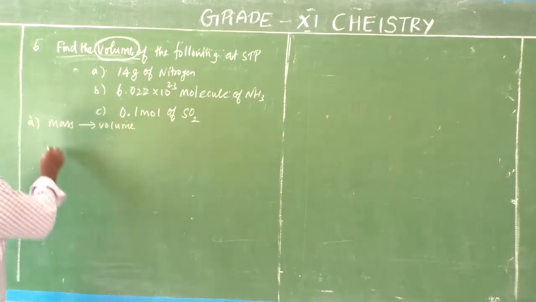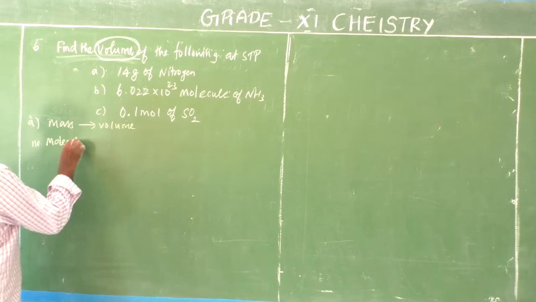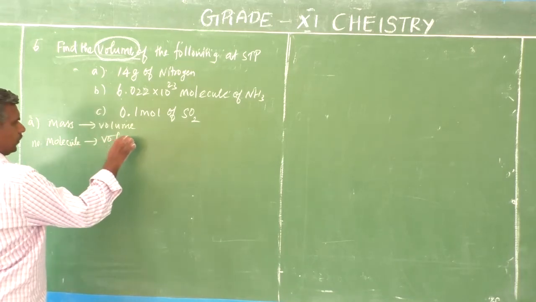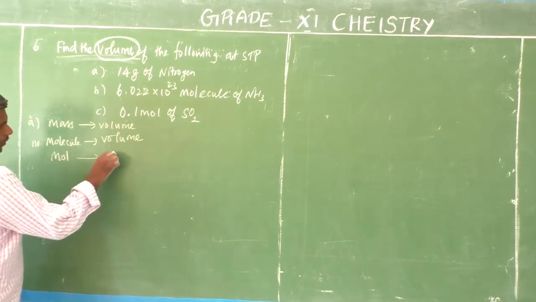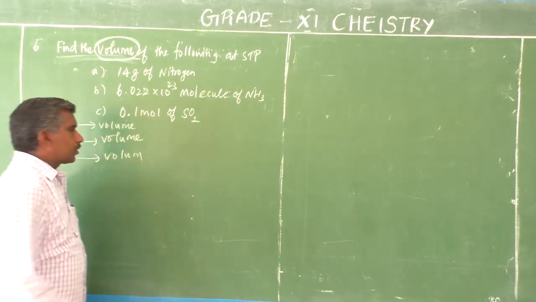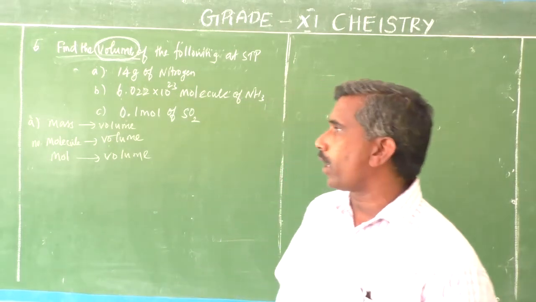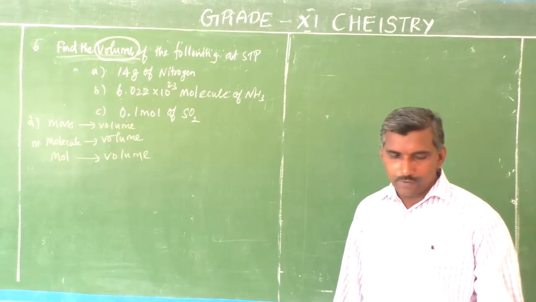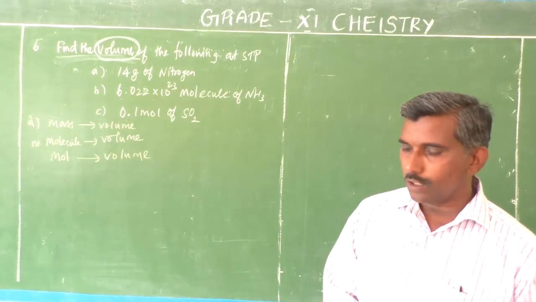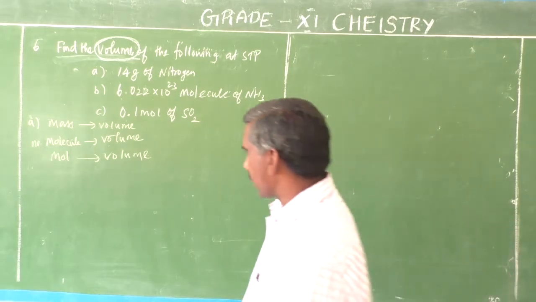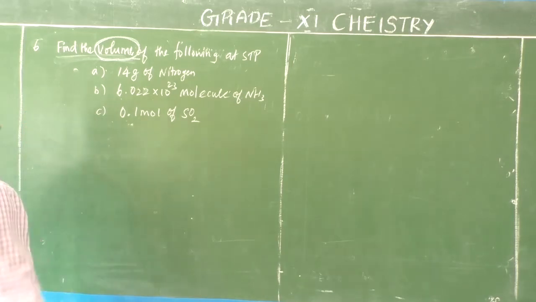Second, number of molecules to volume, you find the volume. Third, mole to volume find. First question, mass is given, you find the volume. Second question, molecules are given, you find the volume. Third question, moles are given, you find the volume. So one by one we will solve the questions. Now first question.